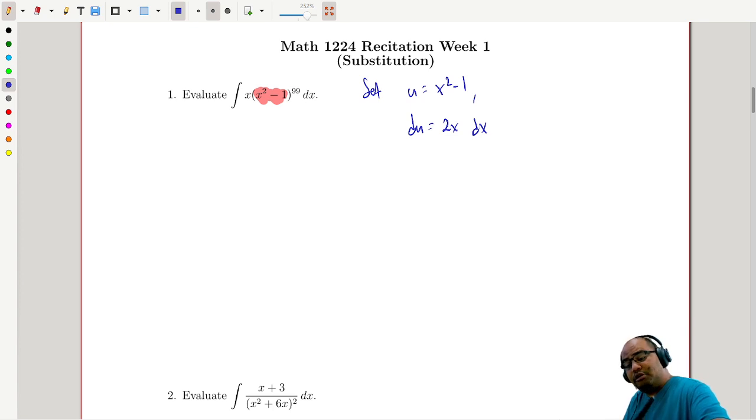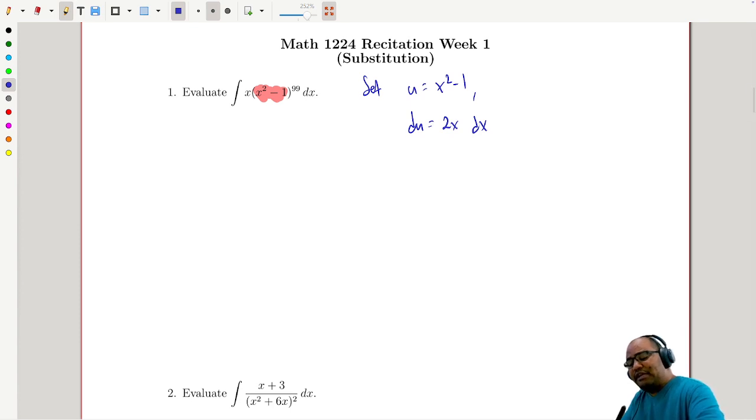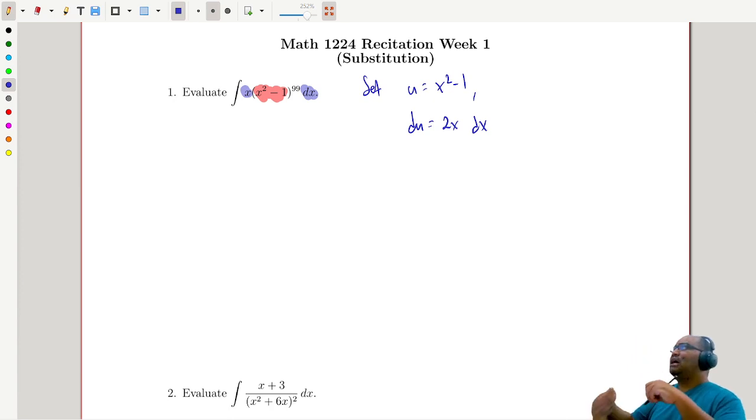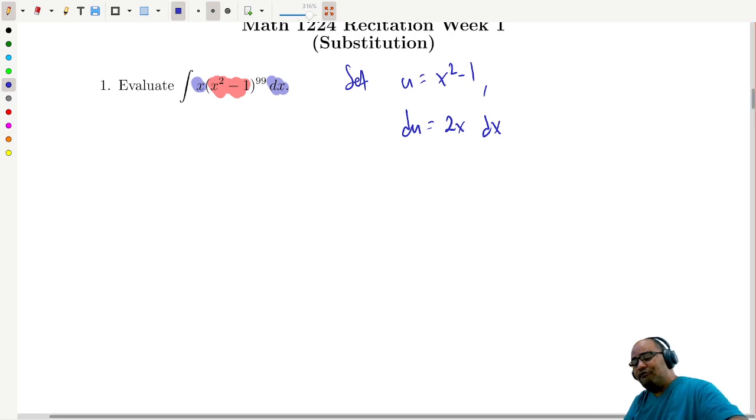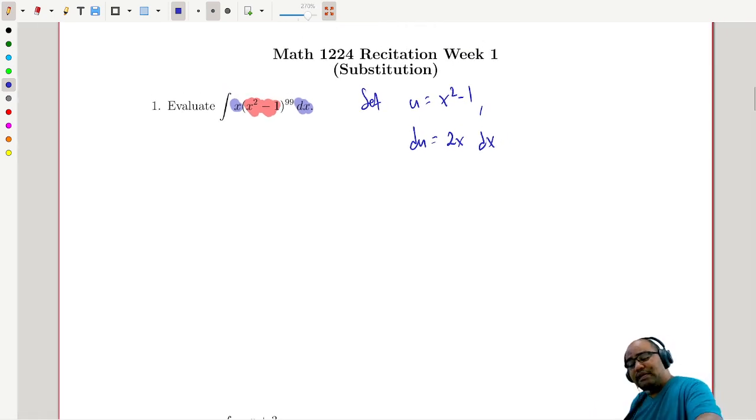Now, take a look here. I'll highlight in blue. Notice that in my integrand, I have x dx. I don't have that 2. So there are a couple of ways that you can go about this. One of my favorite ways is to play for a match. I just go ahead and divide both sides of this differential by a scale factor. In particular, I'm going to divide both sides by 2. So we get 1/2 du equals x dx.